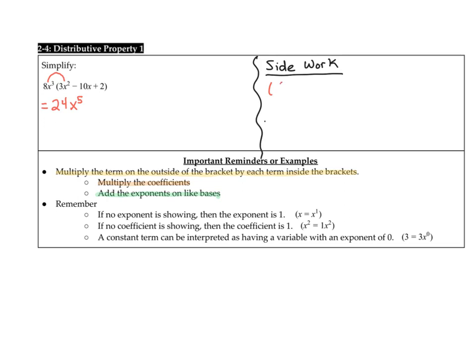So the first term in the answer comes from taking the 8x cubed, that's the monomial on the outside, and multiplying it by the 3x squared, which is the first term on the inside. And when you multiply the coefficients, you get 24. And when you add the exponents on the x's, you get 5. So the coefficients get multiplied to give you the 24, and the exponents get added on the x's to make 5.